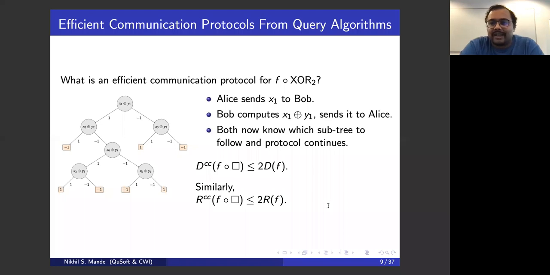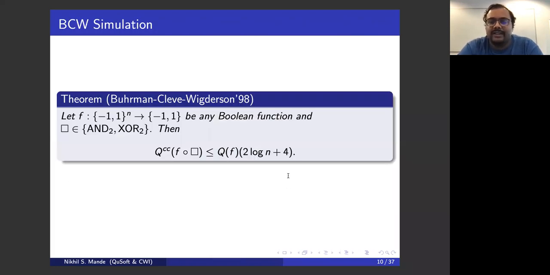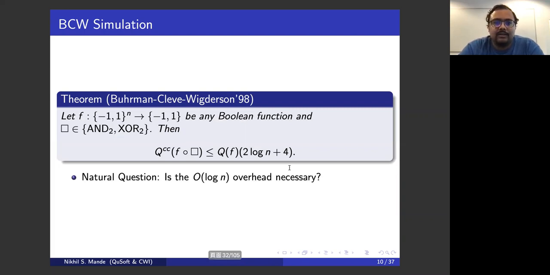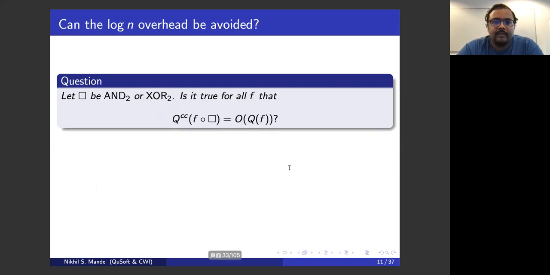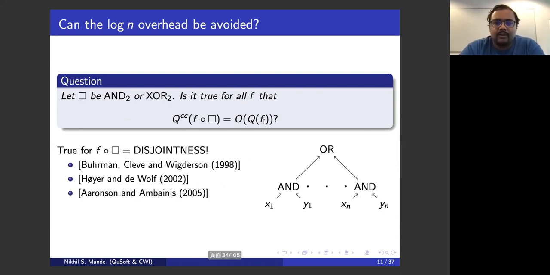And there's a natural question: can this log n be avoided? Is it true that in this setting, the quantum world actually behaves like the classical world? So the first question is, is it possible that this log n isn't required at all? Is it true that for all Boolean functions f, this log n is avoidable and we can get away with a constant factor overhead? It turns out that this is true for a specific function, the Set-Disjointness function. In fact, what I've drawn here is the set intersection function.